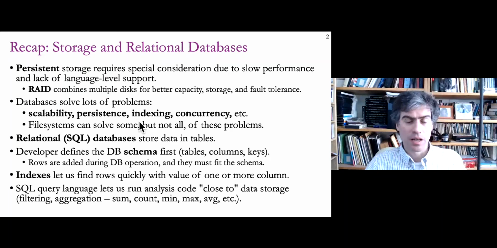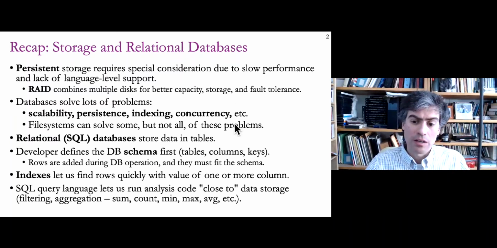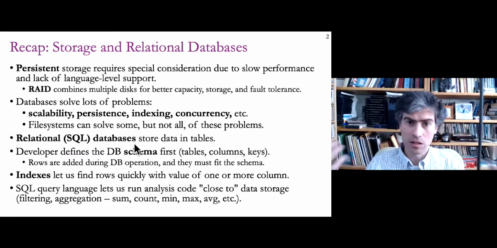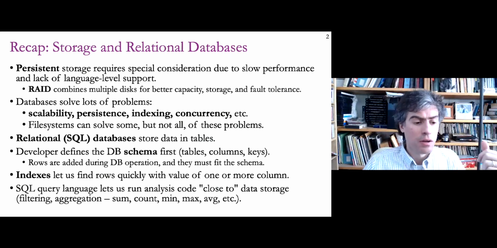Persistence, the data hangs around after the program is done running. Indexing, the ability to quickly find particular data using either tree or hash-based data structures. And concurrency, the ability for multiple users or multiple programs to access the data at the same time. We mentioned RAID as a way to combine multiple disks to increase capacity, fault tolerance and performance. And we also showed relational databases as the traditional kind of database. That's the standard. We're going to be talking more about relational databases today.